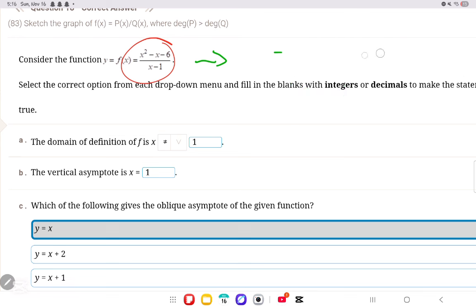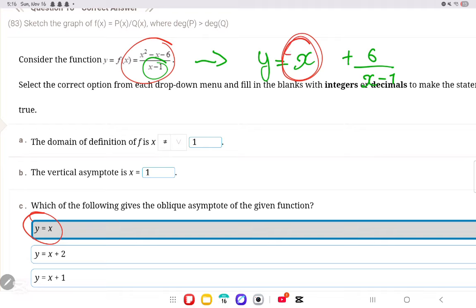Didn't I already divide? Do you remember when I divided, what did I get as my answer? I got y is equal to x, but I had a remainder of plus 6, so plus 6 over x minus 1, right? So don't forget, I divided, I got my oblique asymptote, which is x. Now my remainder was 6 over the denominator, which is x minus 1.